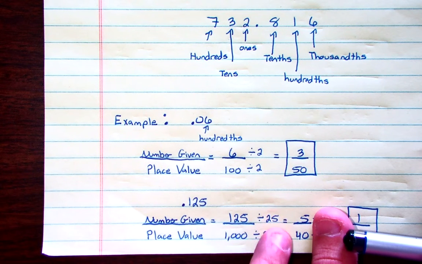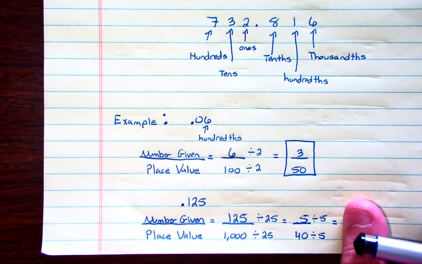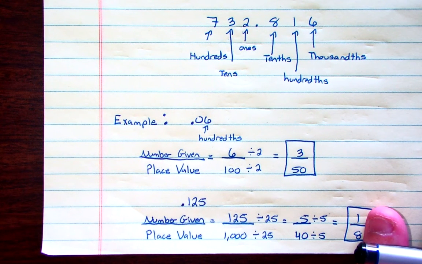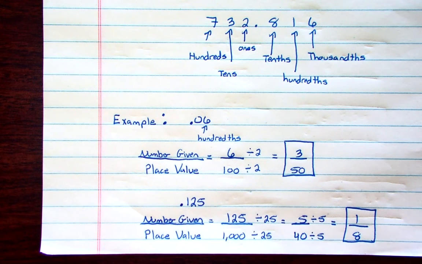Now 5 over 40, what number goes into both of those? Well, 5 does. 5 divided by 5 is 1. 40 divided by 5 is 8. So 125 over 1,000 simplifies all the way down to 1/8. Man, alright.